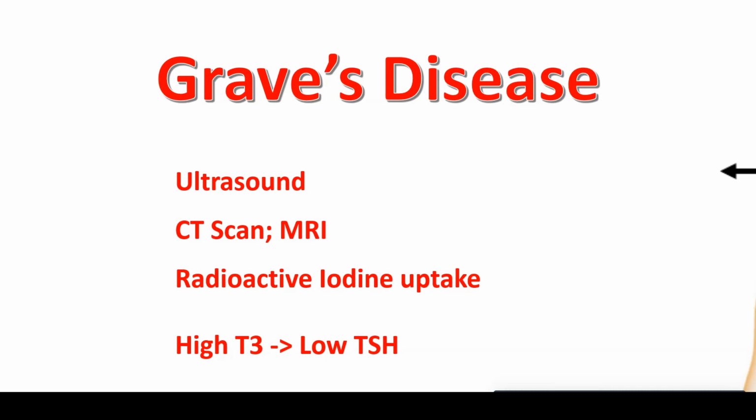And other than that, we can do some blood test. The blood test will find there is high T3 and T4 levels because it's a toxic goiter. And that will lead to feedback inhibition, because of which the TSH levels will be low. One thing to notice, the radioactive iodine uptake should not be done in pregnancy.